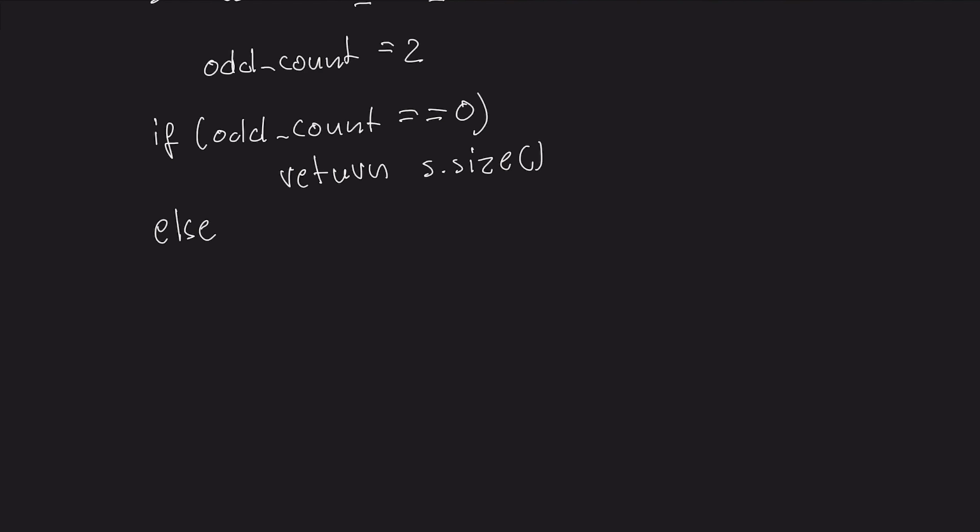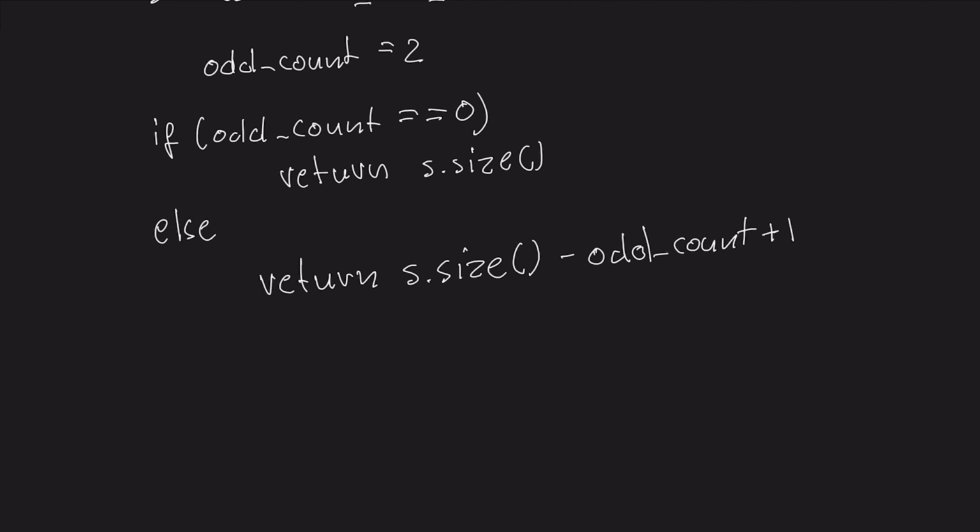Otherwise, we have at minimum one letter that appears an odd number of times, possibly more than one. But in the palindrome, all letters must appear an even number of times, except possibly one letter in the middle. So what we will return in this case is string size minus our odd count. So we subtracted all the letters that appear an odd number of times, but since we can use one of them, we just do +1. And that's the idea for the solution.